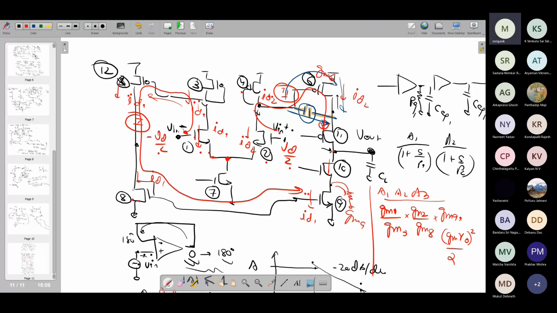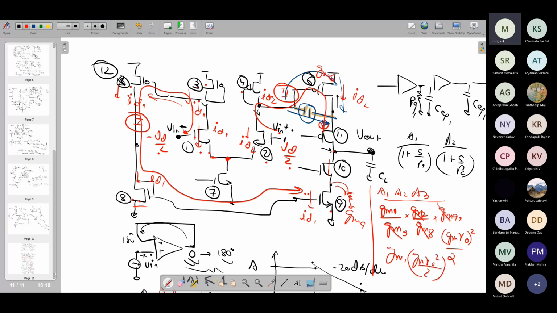Here also we can see that GM8, GM9 may be similar. So from a magnitude point of view, we can cut it because they are mirrors and they have exactly same VGS, W by L. So GM will be similar. Likewise, 12 and 3 will be similar, right? So here also GM12 and GM3 will be similar. Ultimately, it will be GM1, and the GM9 will also get cancelled. So it will be GM1 into GMRO square by 2.